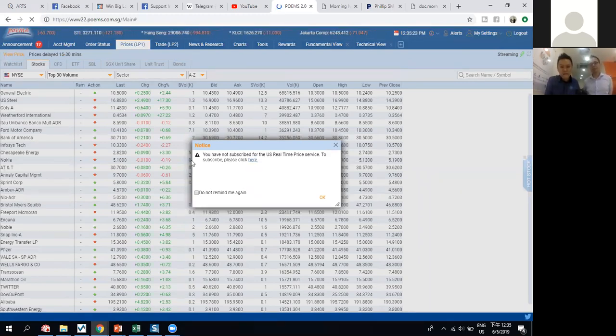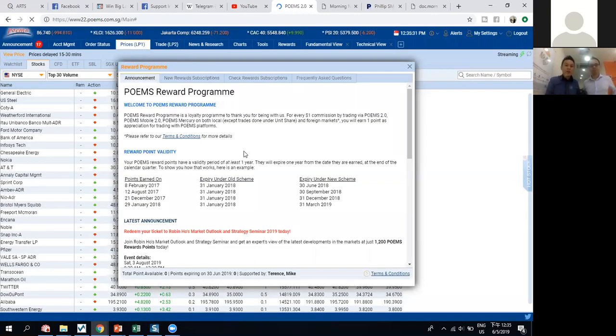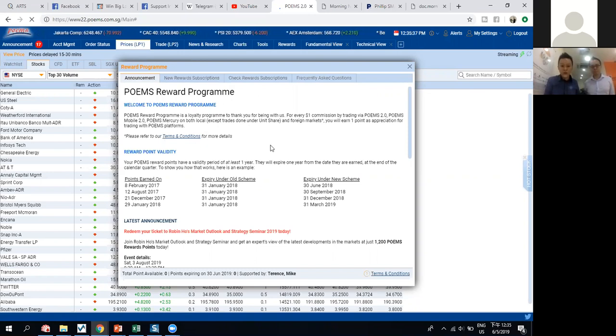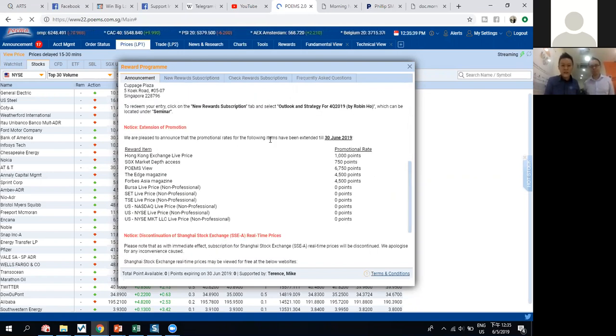So when you see this, then they will send you another message. Now you can see the price, but you are not on the live price, the real-time price service. So click here to subscribe to the live price. So this live price is actually free. So you can actually subscribe first, even if you are not trading these US stocks yet.